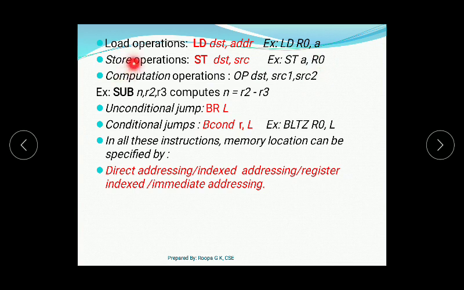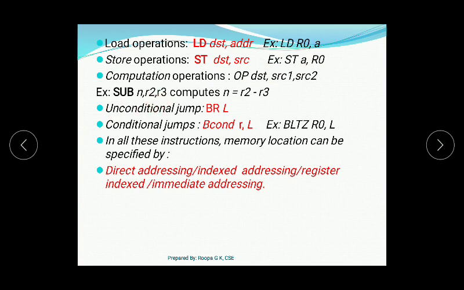Consider this: sub is the operation, destination is n, R2 minus R3. So n is equal to R2 minus R3 can be written as sub n, where n is the destination where we have to store the result, R2 is the first operand and R3 is the second operand. So this is the format.